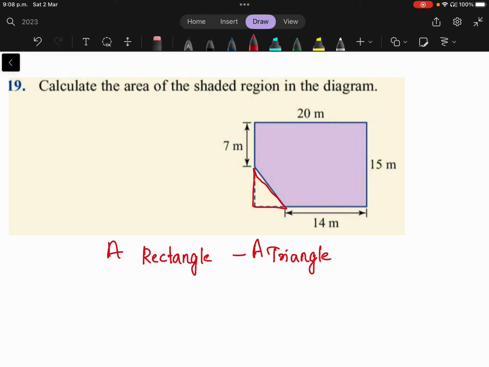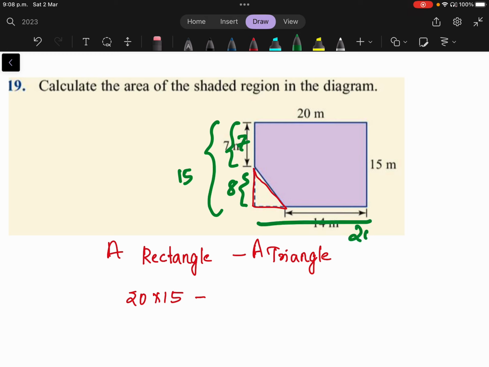Now area of the rectangle is length times width, which is 20 times 15, and area of a triangle, how will you find the area of the triangle? So the total distance is 15, this distance is 7, okay, so this distance will be 8. Okay, and same with this one, the total is 20.